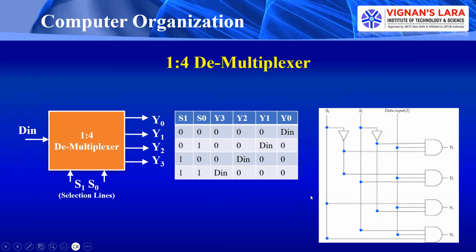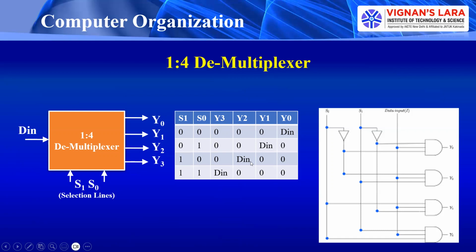For implementation of this, Y0 can be produced by an AND gate. Y0 is equivalent to D in. This is the data input, and your selection lines are S1 bar and S0 bar. So this is S0 bar and this is S1 bar. The output is Y0. Whatever value we have at the data input reaches here. Next, Y1 is equal to S1 bar, S0, D in. So this is D in, this is S0, and this is S1 bar.